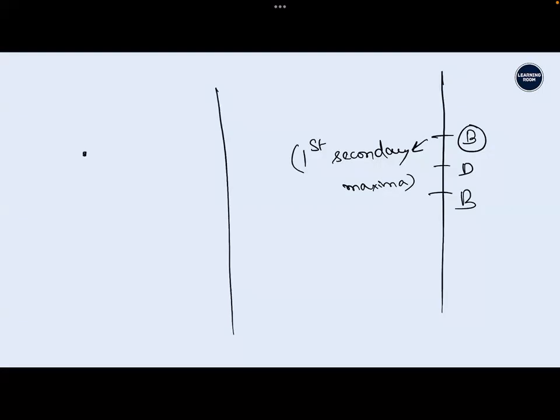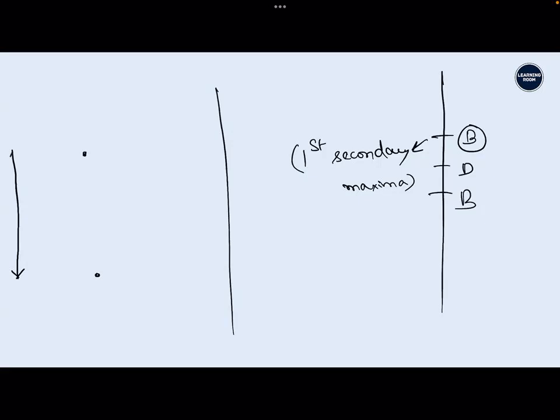So for the first secondary maxima, again listen. Let's say this is the width of the slit, which is A. Now I'm assuming that it is broken into 3 parts, so this is A by 3, this is A by 3 and A by 3. For central maxima, how many parts was it broken into? 1 part. First minima, 2 parts, even number of parts. First secondary maxima, 3 parts, odd number of parts.